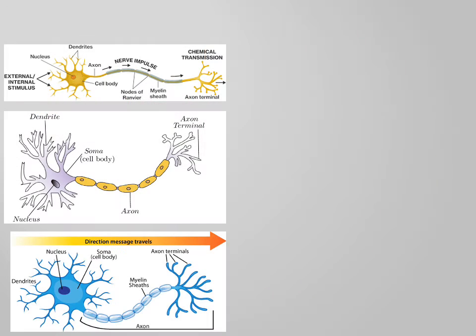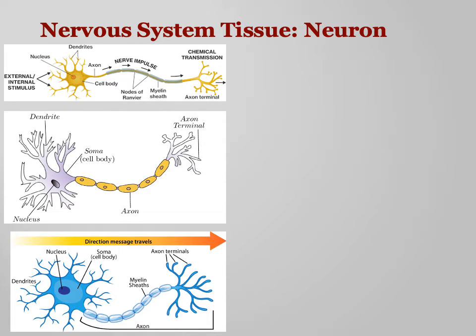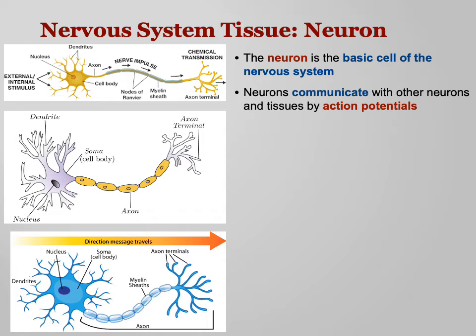So the nervous system is made up of cells called neurons. The neuron is the basic cell of the nervous system. You should have learned that in Bio 156, but let's review and expand. So the neuron is the basic cell of the nervous system.